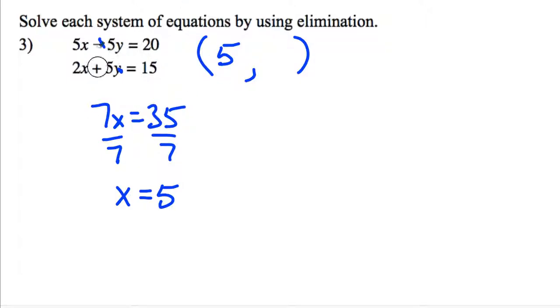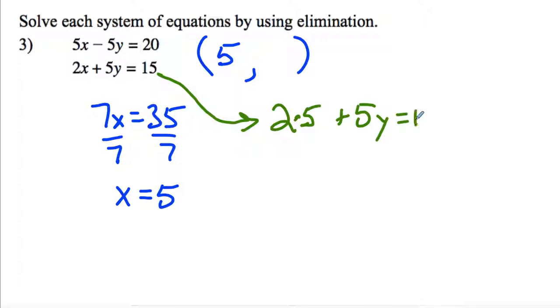So now, similar to before, I need to take this x value and plug it into one of these equations and solve it. I'm going to grab a different color here. I'm going to use this equation right here, just because it's got a little bit smaller numbers. So here we go. 2x, so 2, but I know my x value is 5. So 2 times 5. Now I continue. Plus 5y equals 15. Well, this is 10 plus 5y equals 15.